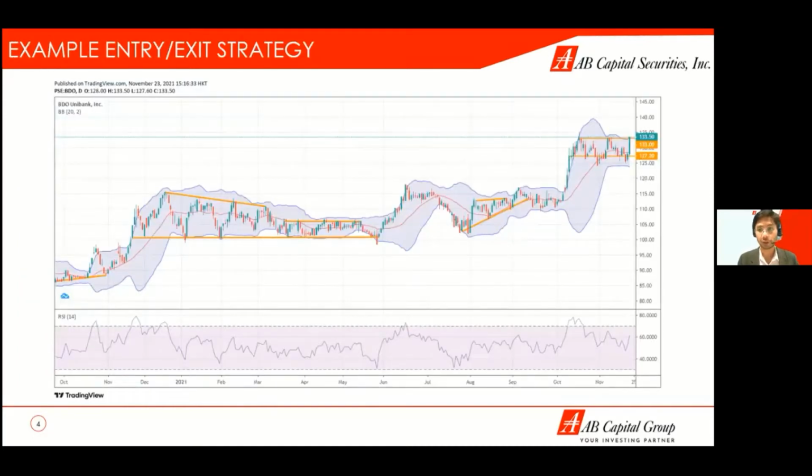Okay, so here's a chart of BDO. For this webinar, I will be using only one example. In this case, I'm using BDO because it will illustrate all the trading strategies in one chart. So here we have the indicators that I mentioned. We have the RSI at the bottom.